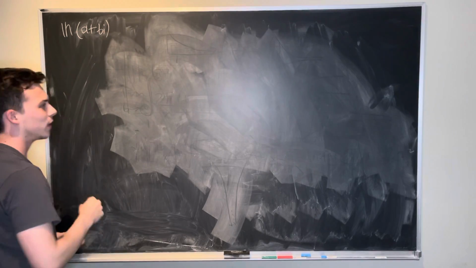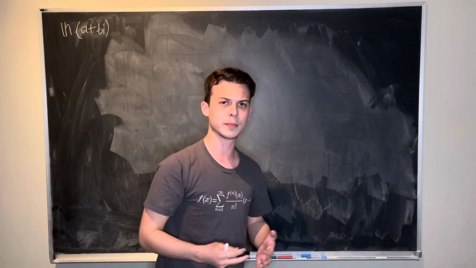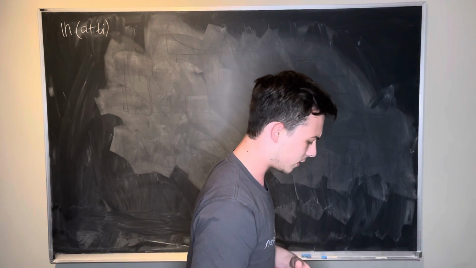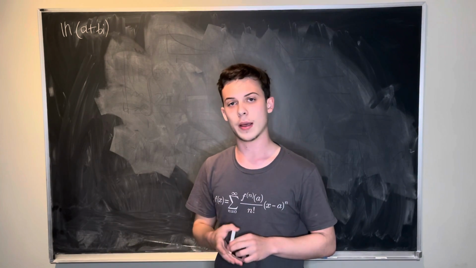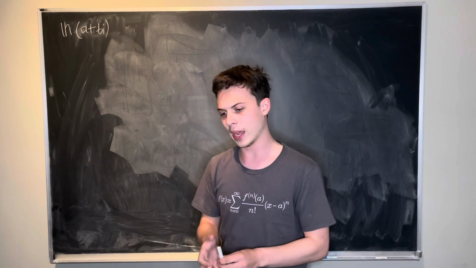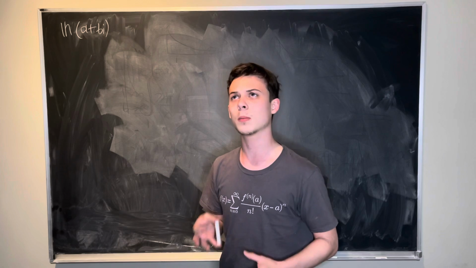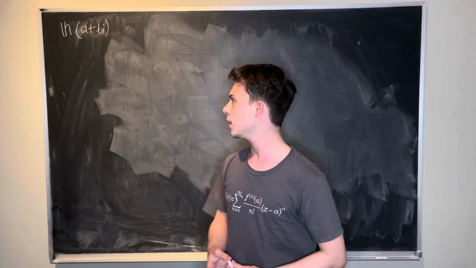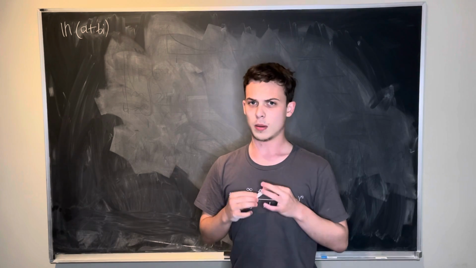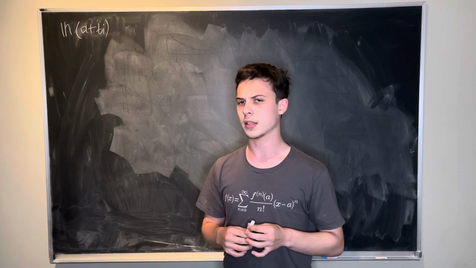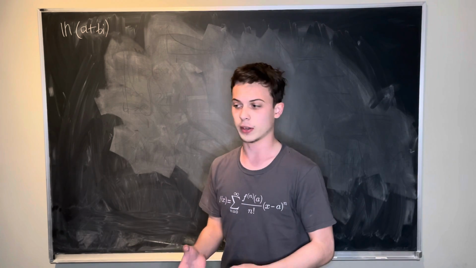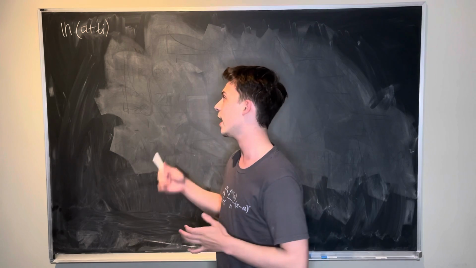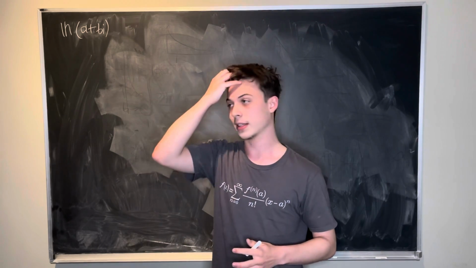So, for lack of a better term, currently the natural logarithm of a plus bi is not really in a form where we can do something with it. So our goal at the moment is to get it into a form that we can, again, for lack of a better term, do something with, to simplify it and maybe see if there's an easier way to calculate this.